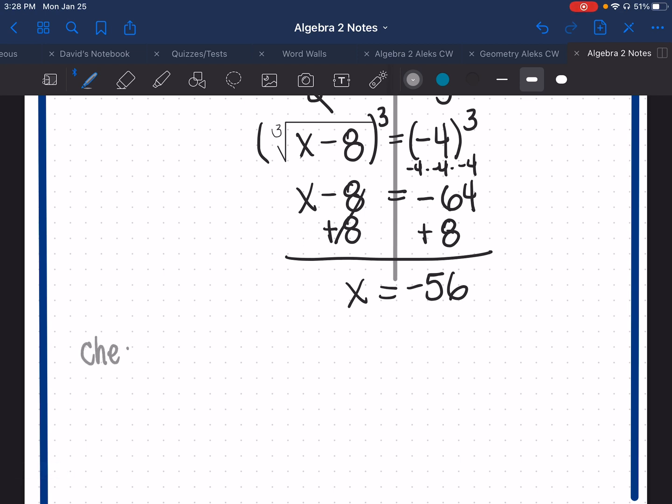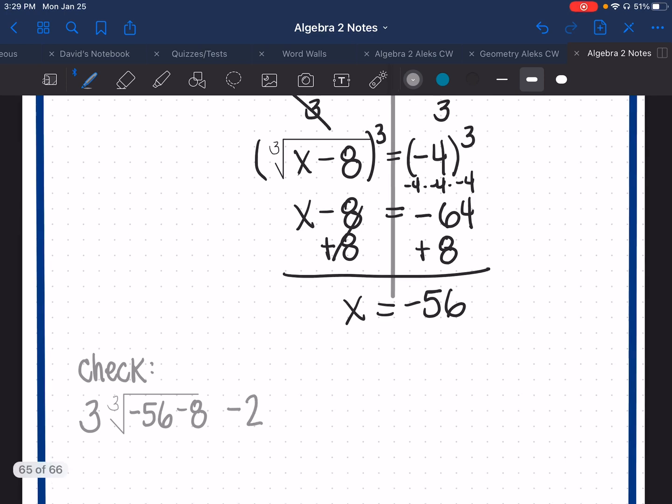Remember, before you go ahead and put this answer in, you have to go back and check it. So we're going to say 3 and the cubic root, and then we're going to put in negative 56 minus 8, and then outside the root we're going to subtract 2. We're looking for an answer of negative 14.